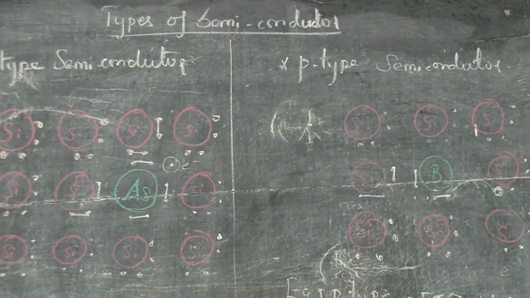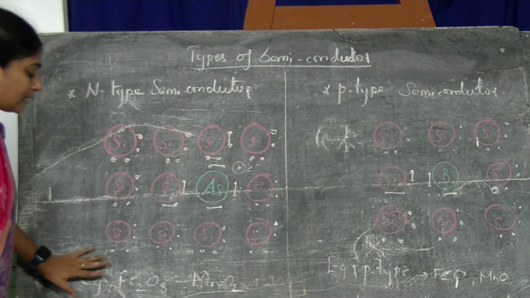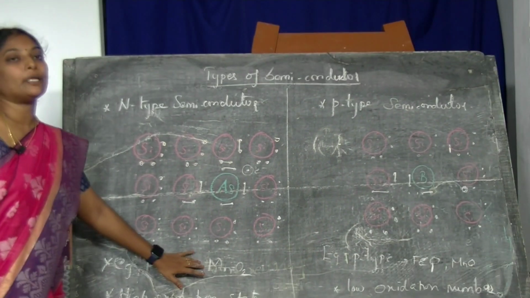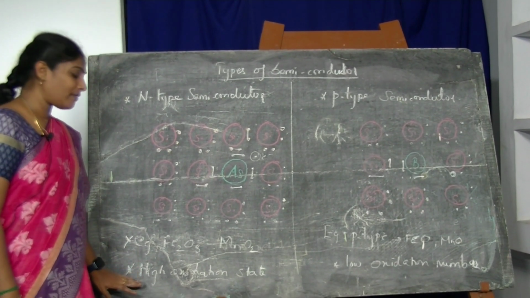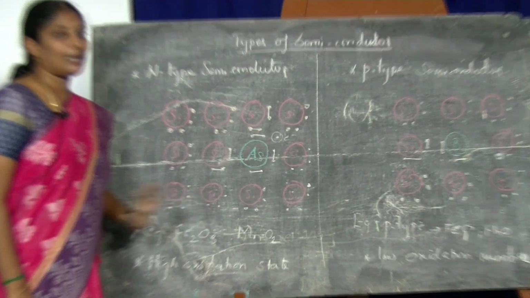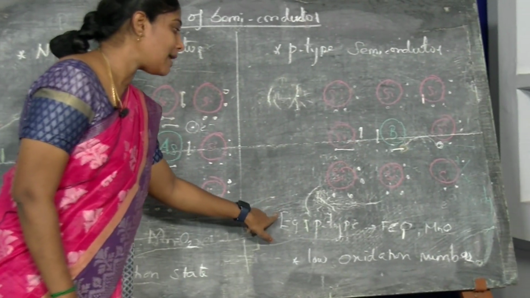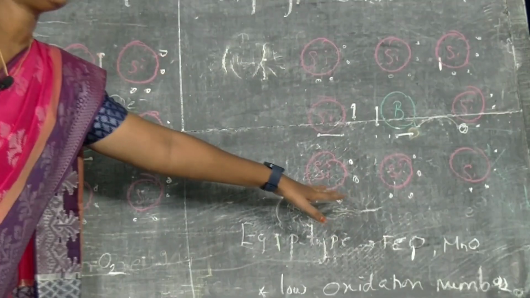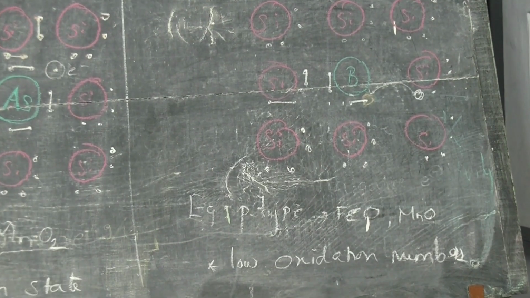So next one is examples. Examples for N-type semiconductors are Fe2O3 and MnO2. Usually N-type semiconductors all have higher oxidation states like +4, +3 and so on. P-type semiconductors have examples like FeO and MnO, and they have lower oxidation states, right?